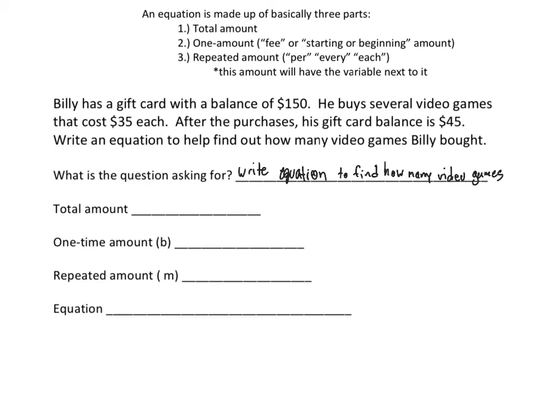So the total amount, that's the amount after all of the purchases, is our $45, because that is our ending amount. Now the one-time amount, when we look up here, it says one amount can be the fee or the starting or beginning amount. So here we begin with a gift card balance of $150. So that is our starting amount.